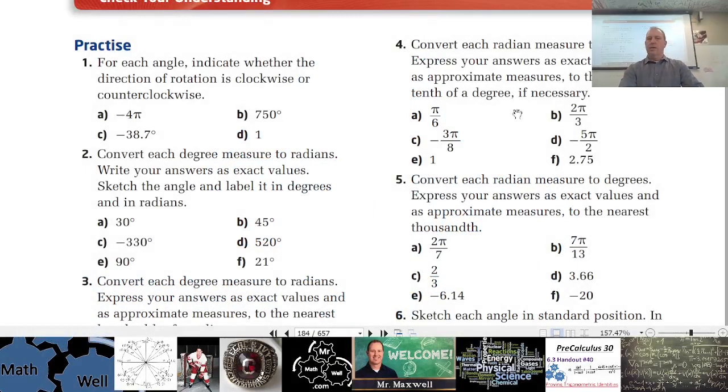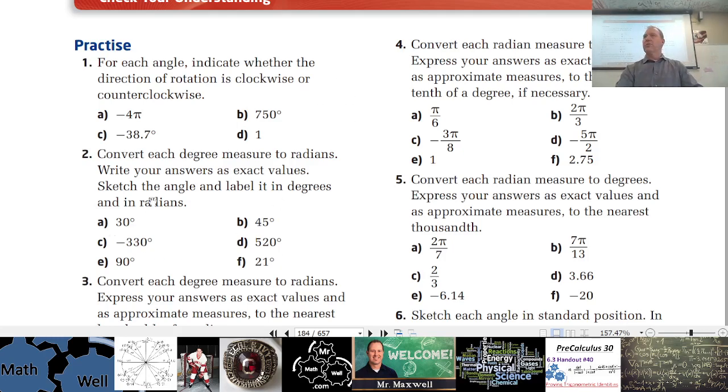All right, so 4.1, any problems with number 1? Indicate whether the direction of rotation is clockwise or counterclockwise. No. Positive is counterclockwise. Anything negative is clockwise, right? Okay, number 2, convert each degree measured to radians.